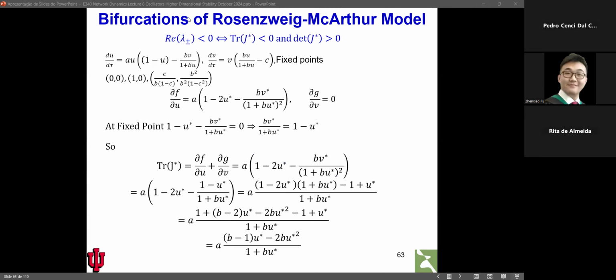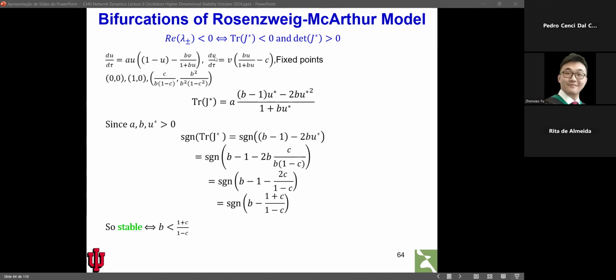Okay, here. At the fixed point, 1 minus u star is equal to 0, then you calculate the trace of J, because I want to know if it's less than 0. If it's less than 0, then I will have a stable fixed point. Then you calculate this thing here.